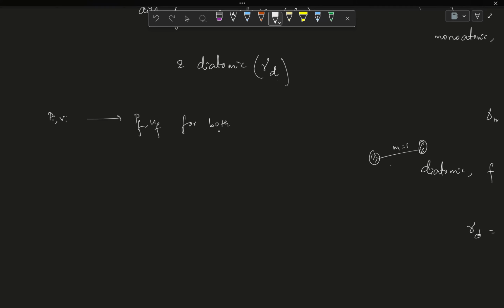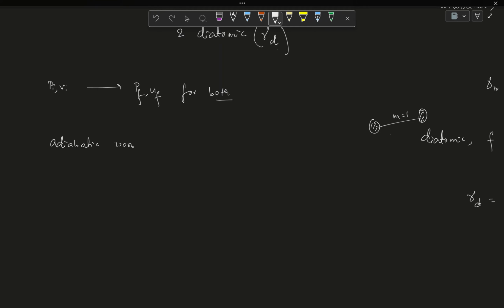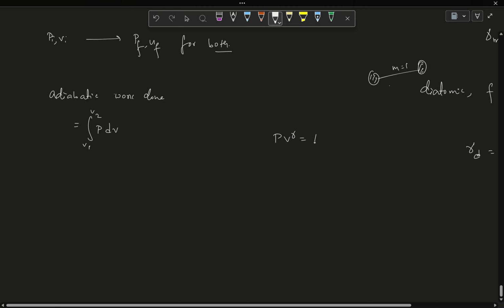Now you just have to calculate the work done. So you have to know what is the work done for adiabatic processes. So adiabatic work done, how to calculate that? You again have to use this P dV as an integral from V1 to V2. But right now your PV to the power gamma is equal to the constant A.